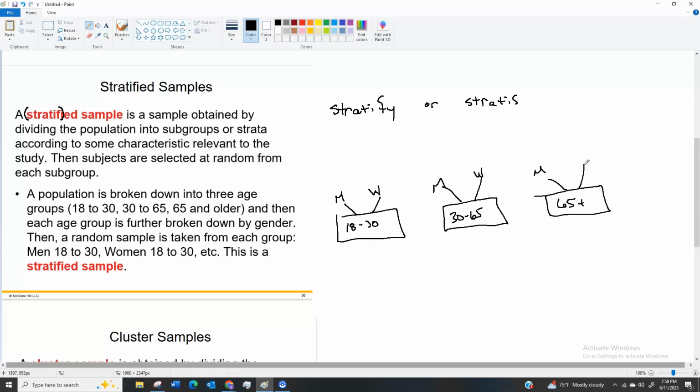What a lot of times they do with stratified sampling is say, I'm going to start with my bottom layer. I'm going to have 100, and then I'm going to try to get 50 men, 50 women. I'm going to have 100, 30 to 65. I want 50 men, 50 women. Then you might even break it down past that. You might break it down to college degree or not.